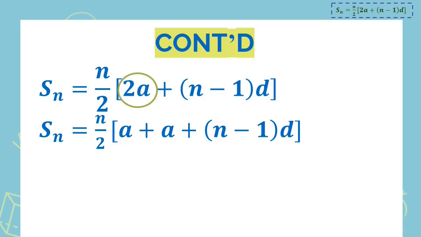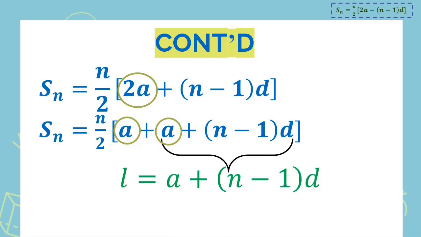In other words, 2a can be expanded as a plus a. Remember, from our concept of algebraic expression, a plus a will produce 2a. And so we can expand 2a to give us a plus a. And remember that this part of the formula represents something we already know. And that is the formula for finding the nth term of an arithmetic progression, which is the last term of any arithmetic progression. So a plus n minus 1 all multiplied by d, remember, is the last term or the nth term of an arithmetic progression.